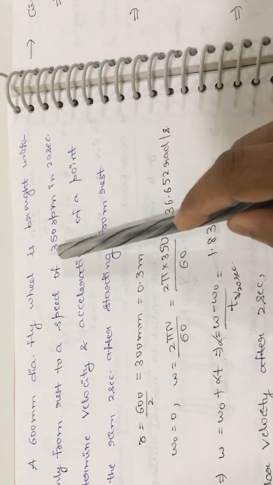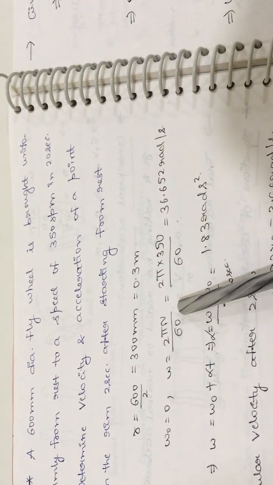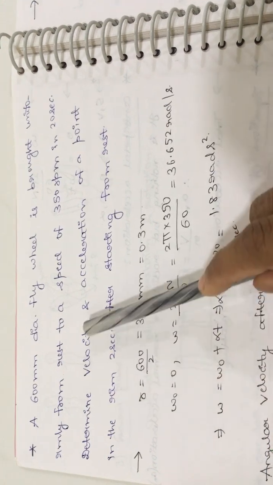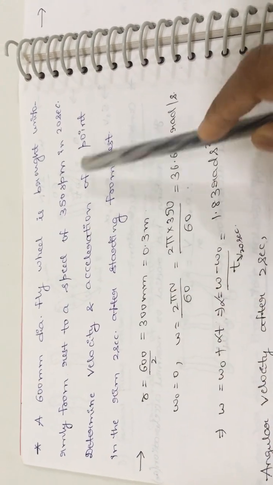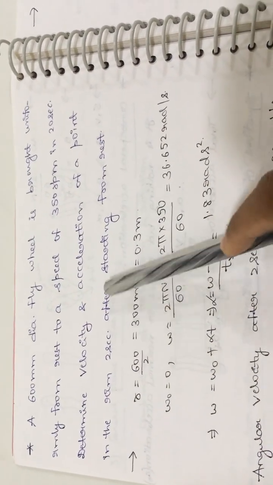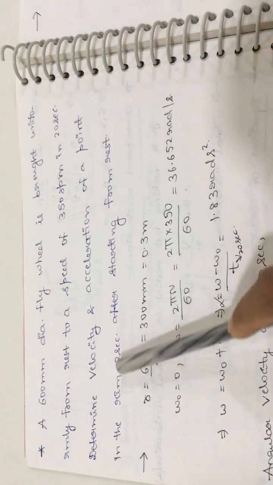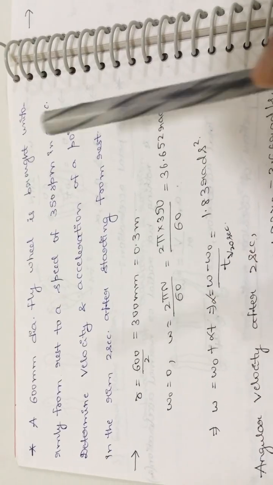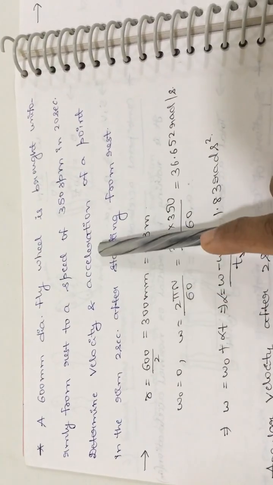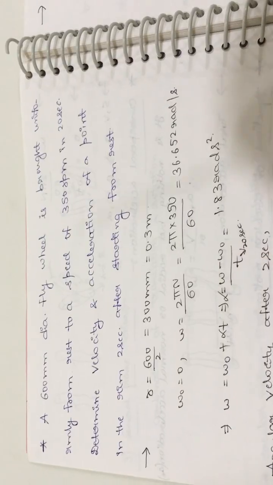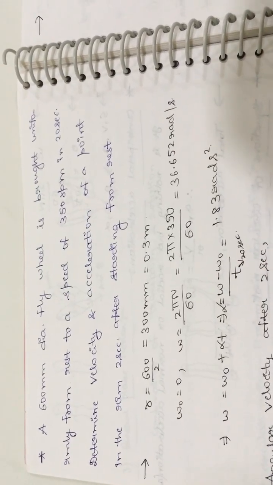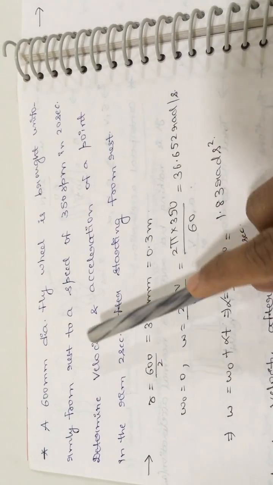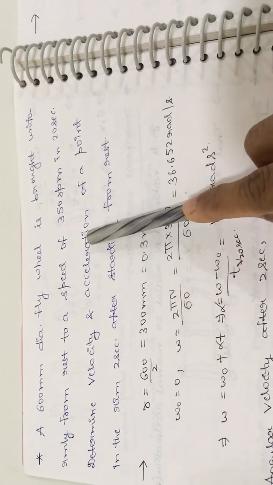So 0 value. Next, from the speed value you can calculate the omega value. Next, they are asking to determine the velocity and acceleration of a point on the rim 2 seconds after starting from rest. So again a separate time is given. After those 2 seconds they are asking to calculate velocity and acceleration. If they mention simply velocity and acceleration, those are the terms under linear motion. So linear velocity and linear acceleration.